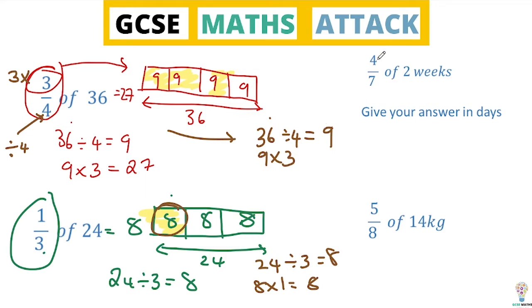Now, you're asked to work out 4/7 of 2 weeks and give your answer in days. And the other question is work out 5/8 of 14 kgs. Pause the video and have a go at these 2 questions.